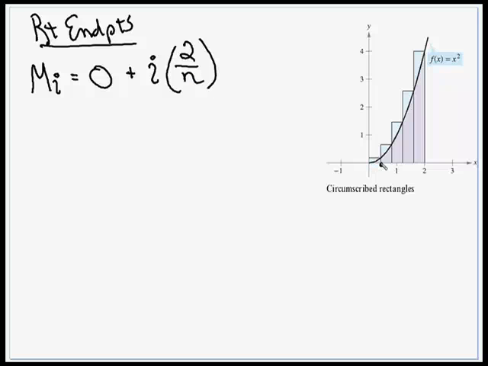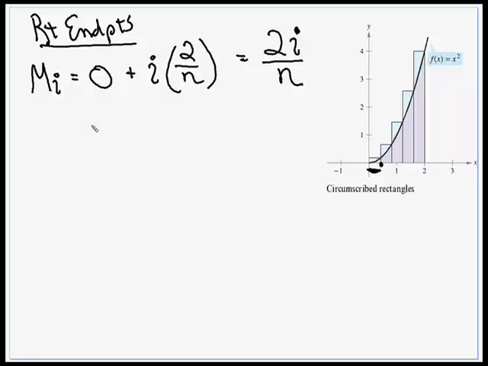We plug in our first rectangle, so that would be 1 times 2 over n, or 2 over n. And that's the width of a rectangle, like we figured out at the beginning when we did b minus a divided by n. That was the width of a rectangle, and that is the width of this rectangle. That'll be our right endpoint. And if we clean that up a little bit, we can multiply i times 2, over n. So that's going to be 2i over n. 2i over n is our right endpoints.